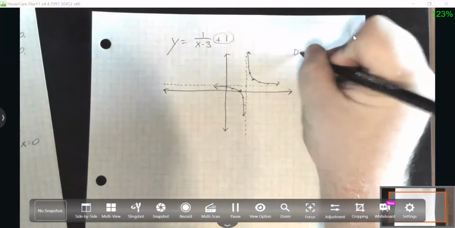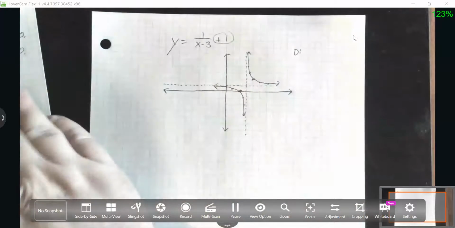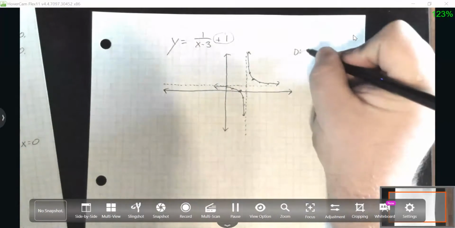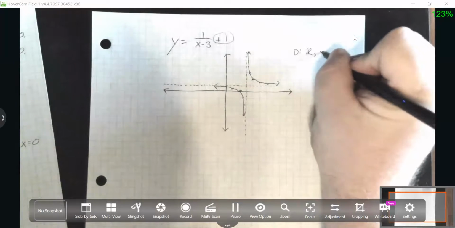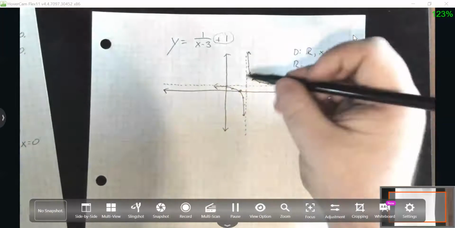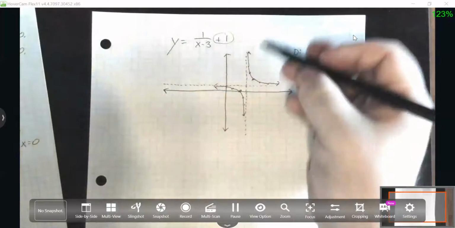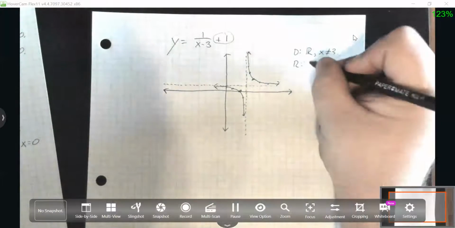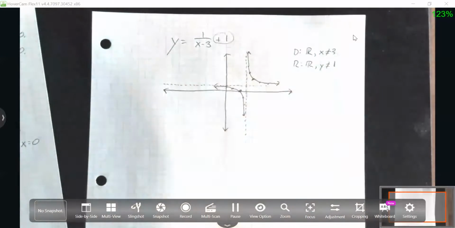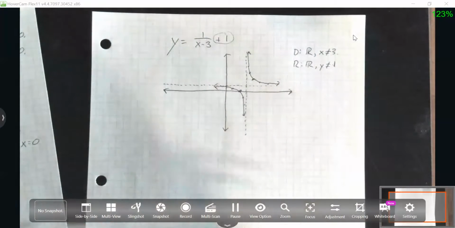I can now start going to my domain. So the domain goes left forever, goes right forever, but it's never actually right here at x equals 3. So our domain is all real numbers, excepting x cannot be 3. If I go to look at my range, it goes down forever, goes up forever, but it's never actually right here at 1. So it's all real numbers, excepting y cannot be equal to 1. There's my domain and range.